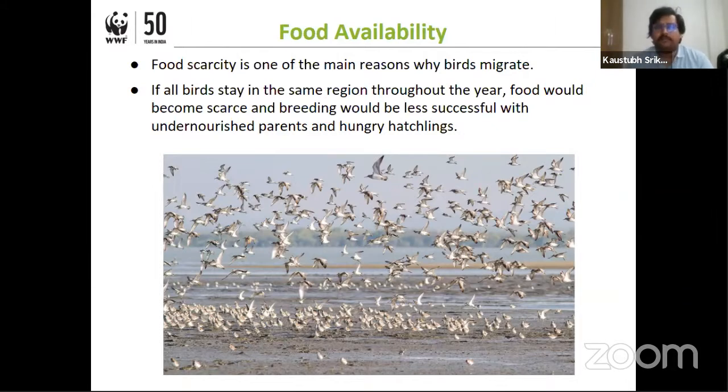Now, if all birds stay in a particular region throughout the year, there's going to be less food for them to share, and that's going to end up in a lot of food scarcity. That would result in less breeding, and it would be very stressful for a particular bird because the parents would be undernourished, or the hatchlings would not get the appropriate food in order to move from one area or escape any predator. So it's very important that a bird has an abundant amount of food in order to survive.